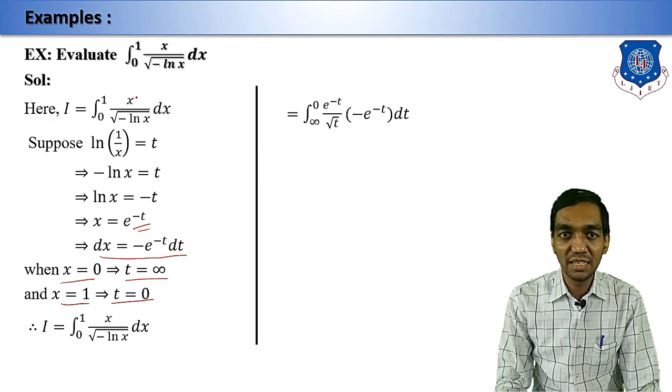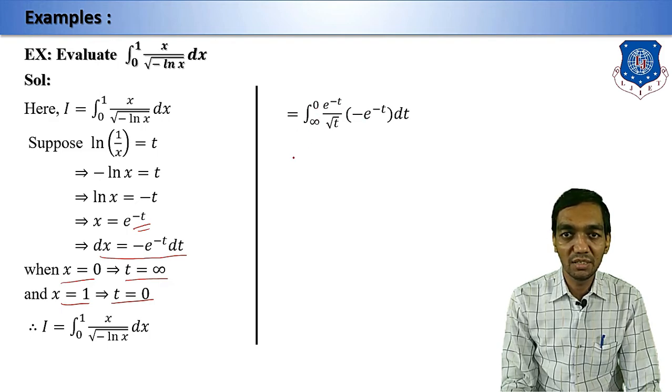E raised to minus t, x will be e raised to minus t upon under root of t, because minus log x is t, and dx will be minus e raised to minus t dt. Now use this minus to change the limits, and that will give integration from 0 to infinity e raised to minus t into e raised to minus t, that will be e raised to minus 2t, and this will be t raised to minus 1 by 2.